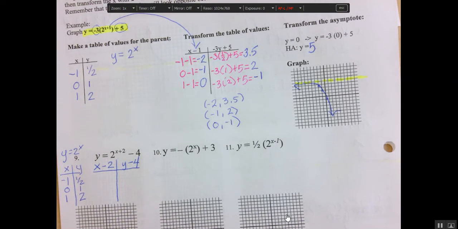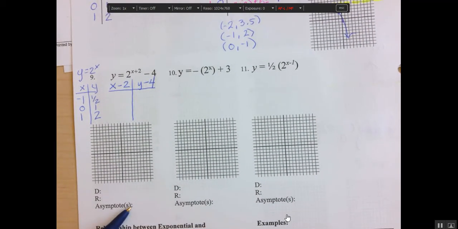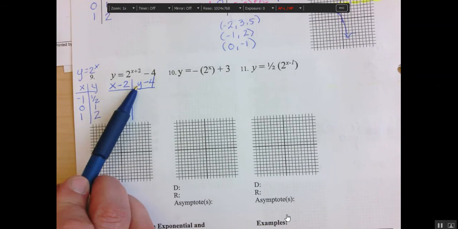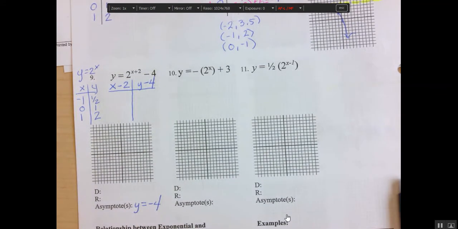What's going to happen to my asymptote? Is my asymptote going to stay where it is, go up, or go down? It's going to go down, right. If I put 0 into my y function, 0 minus 4 is negative 4. So my asymptote is at y equals negative 4. So I'm going to graph that first. That will help me keep all my points in place.